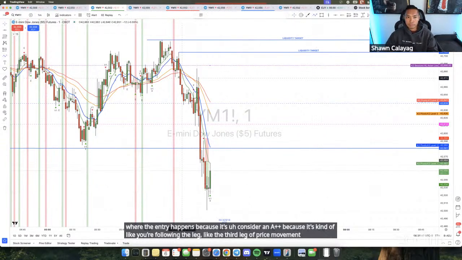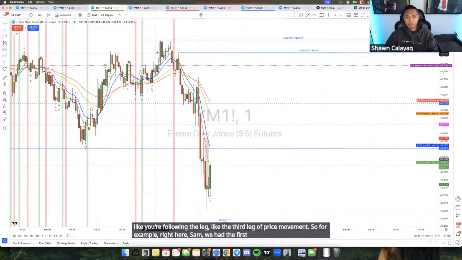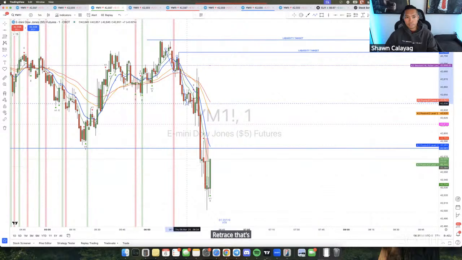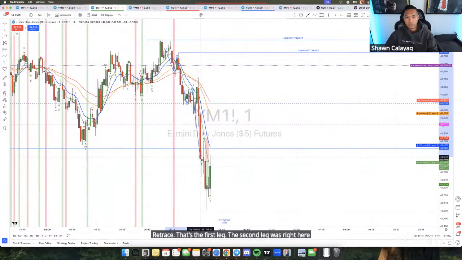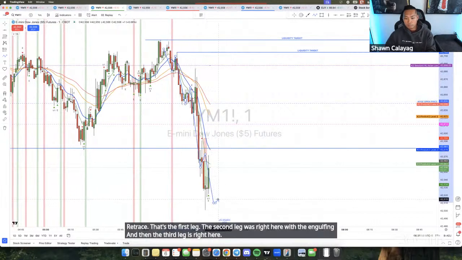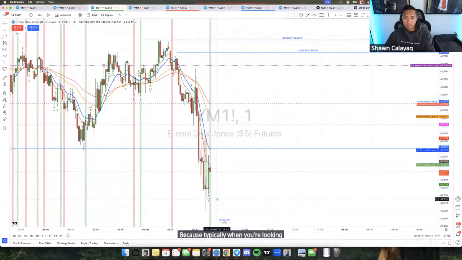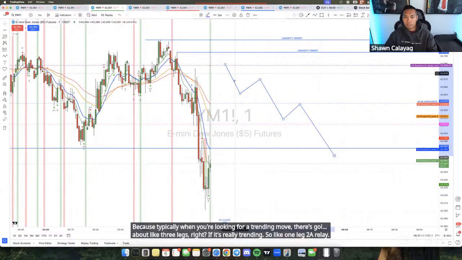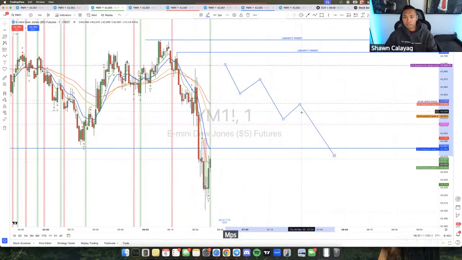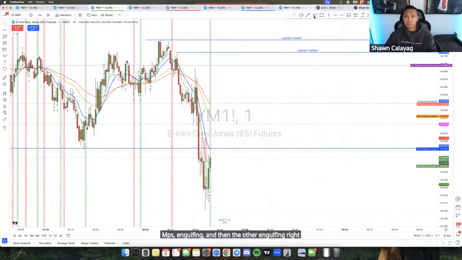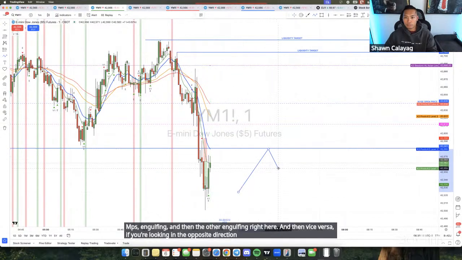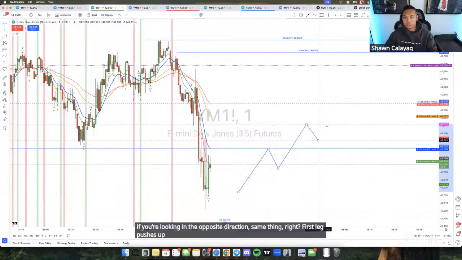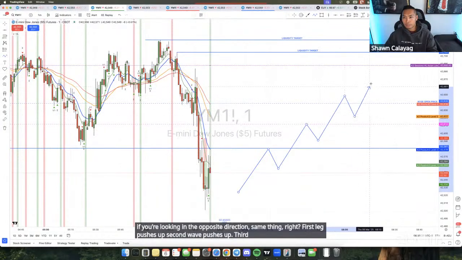So for example, right here, Sam, we had the first leg, right? The MPS, so price came down, retraced. That's the first leg. The second leg is right here with the engulfing, and then the third leg is right here. Because typically when you're looking for a trending move, there's going to be about 3 legs, if it's really trending. So 1 leg, 2 leg, 3 leg: MPS, engulfing, and then the other engulfing right here. And then vice versa, if you're looking in the opposite direction, same thing: first leg pushes up, second leg pushes up, third leg pushes up, and then it tends to reverse from there.